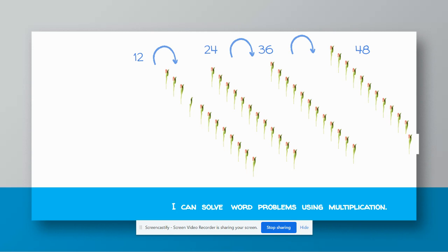What other strategy would you use to solve this problem? I want you to show me. Stop the video, write it down, work out the problem, and send me a picture through JoJo of how you would work out this problem.